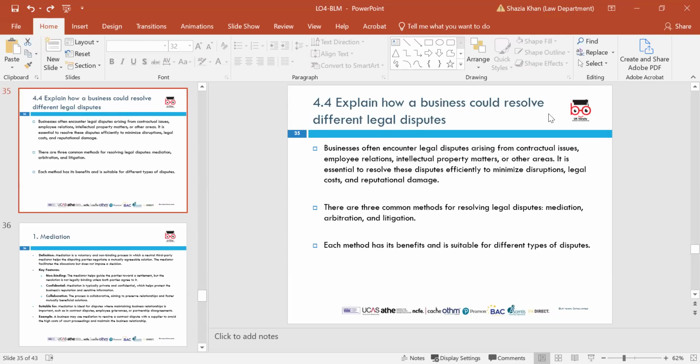4.4, explain how a business could resolve different disputes. So for businesses to resolve disputes, it's important that they are looking at elements of resolving disputes between the parties. Business disputes are an unfortunate reality of the modern world, but they do not have to be detrimental to your business. It's important for business owners to recognize when a dispute arises and deal with it diligently. This involves identifying the underlying causes as well as potential solutions that are beneficial for both parties.